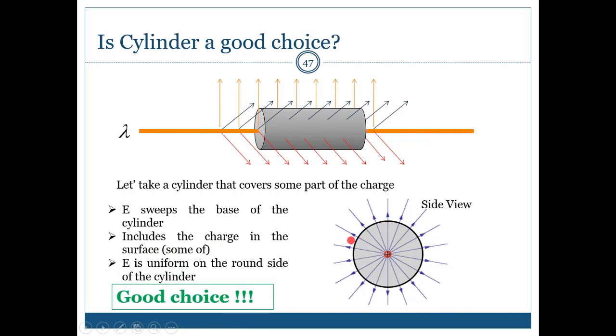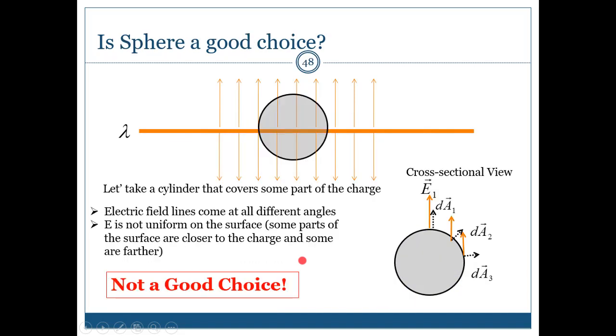Okay, on this round side of the cylinder, my E field lines are coming towards the surface. Towards the surface, right? I'm going to show you that with better animation. Also, all of these points on the round side are the same distance to the charge, a radius distance. So E field is uniform on the round side. So definitely cylinder is a good choice for me.